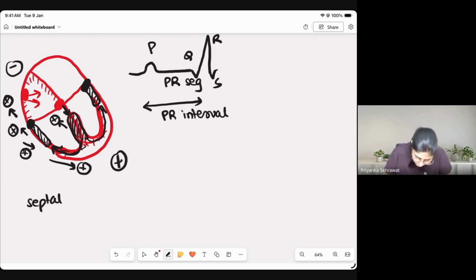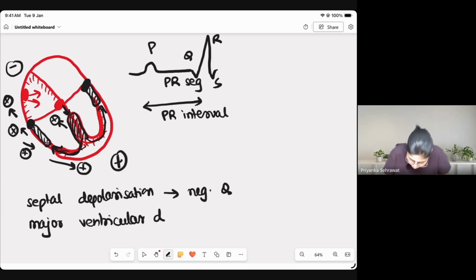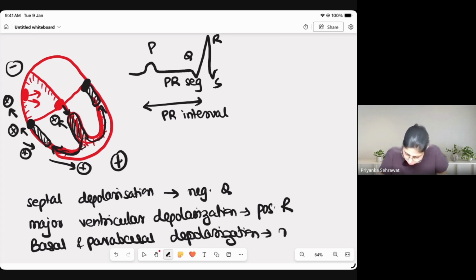So why are we getting a negative Q, positive R, and a negative S? Because number one, septal depolarization gives rise to the negative Q because the net charge is going away from the positive cardiac axis. Again, major ventricular depolarization gives rise to a big amplitude positive R wave, and then finally the basal and parabasal ventricular depolarization gives rise to a negative S, which is small.